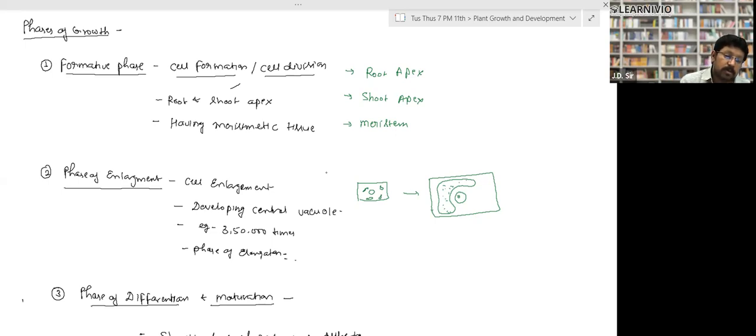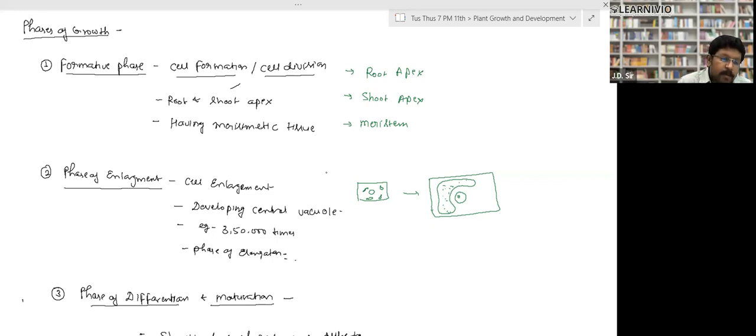Up to 3,50,000 times. So look, during cell enlargement in watermelon, every cell increases its size 3,50,000 times. Right? That's how that much cell enlargement takes place. Full stop. This is also known as phase of elongation.